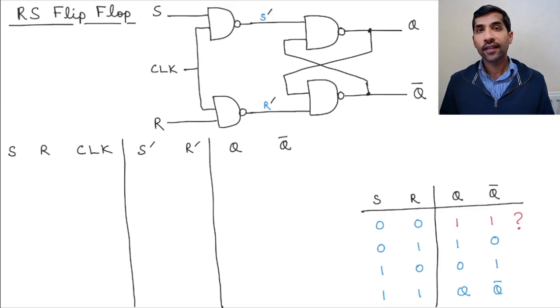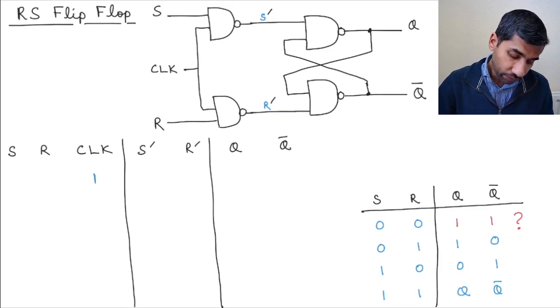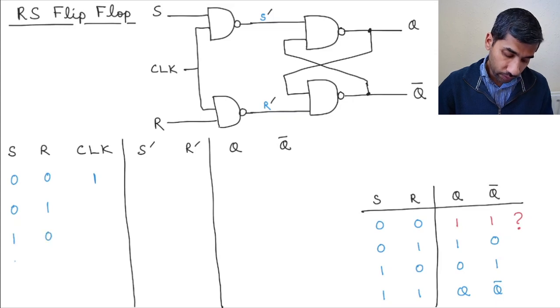Okay, and let's start off with the case when the clock is 1. Okay, so what happens when the clock is 1? So if I say that the clock is 1, I have four combinations of S and R, right? 0 0, 0 1, 1 0, and 1 1, and in all these conditions I have the clock as 1.